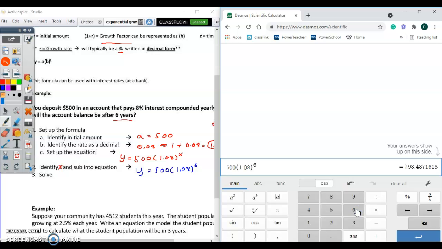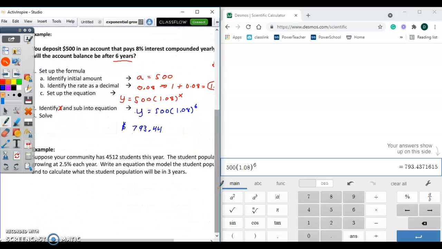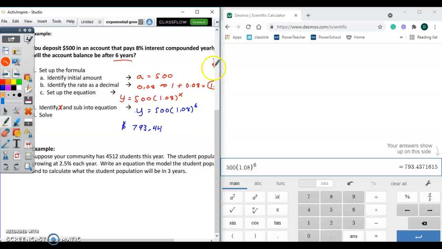And it's dealing with money, so our final answer would be 793, and I'm going to round to the nearest cent, so 0.44. So after 6 years, at 8% interest, you go from 500 to almost $800, so almost $300 just on something that is collecting interest. And that's how compound interest works.